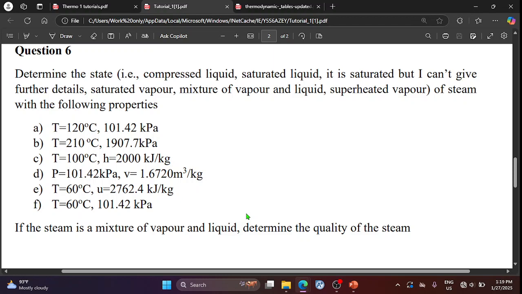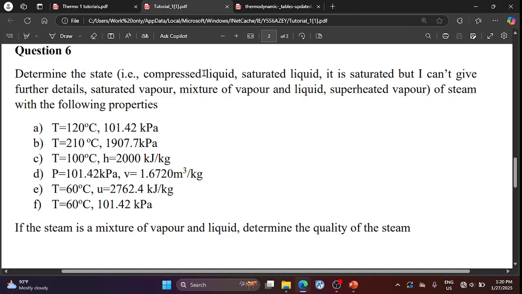Okay, we want to look at how we can use the steam tables to solve a question like this. We just want to get familiar with the steam table. The question says that we should determine the state, that is compressed liquid, saturated liquid (it is saturated, but I can't give further details), saturated vapor, mixture of vapor and liquid, or superheated vapor, of steam with the following properties.